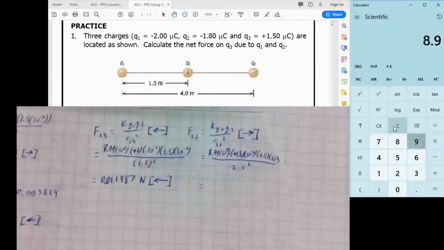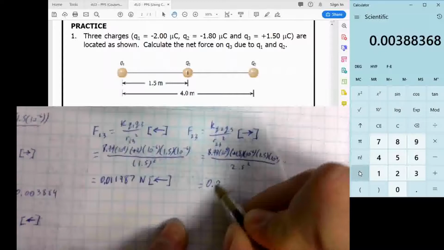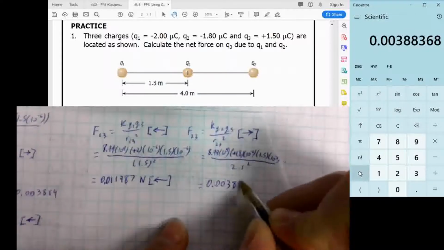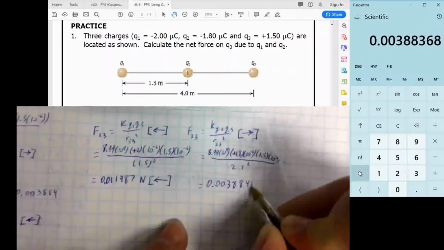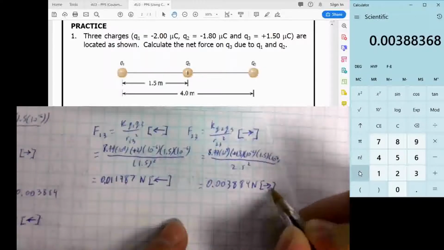And then I have 8.99 times 10 to the power of 9 times 1.8 times 10 to the power of negative 6, times 1.5 times 10 to the power of negative 6, divided by 2.5 squared. And I get 0.0038884 newtons to the right.